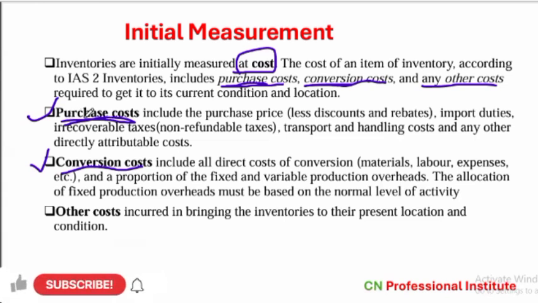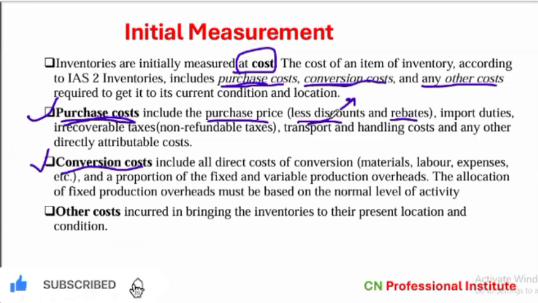When inventories are purchased, we measure them at the purchase cost. The purchase cost includes the purchase price, less discounts and rebates. And the discount here is the trade discount. Don't forget, we have two discounts in accounting: trade discount and cash discount. The discount you receive when you first buy the inventory is the trade discount. If you have a cash discount in the question, we don't deduct it. So it's the trade discount that we are talking about.